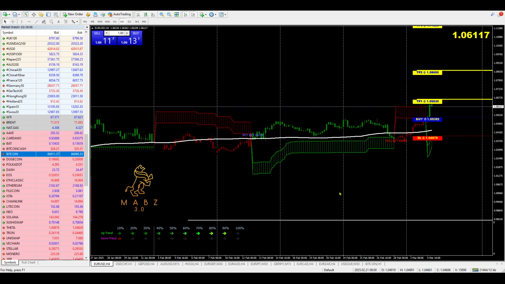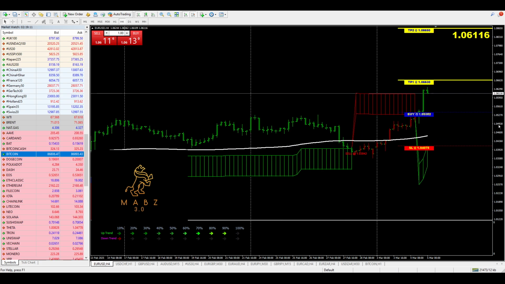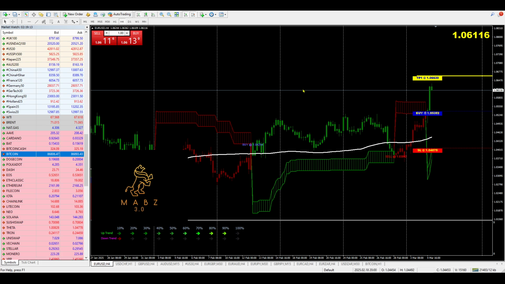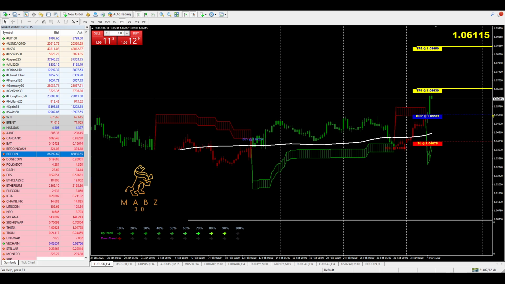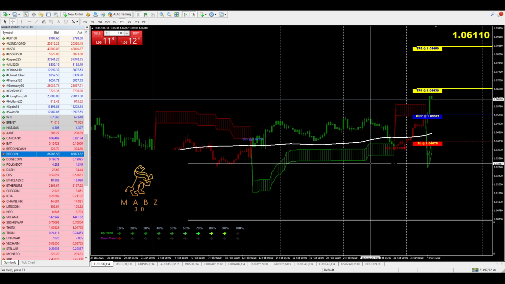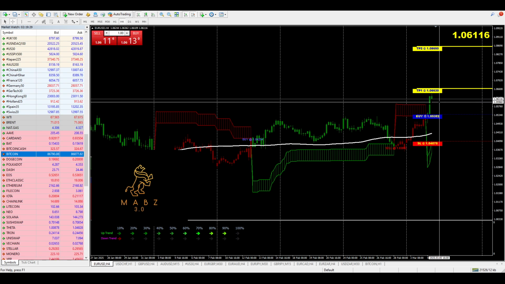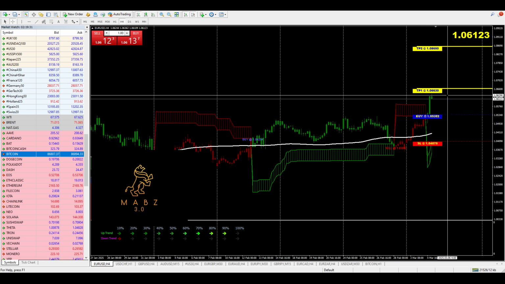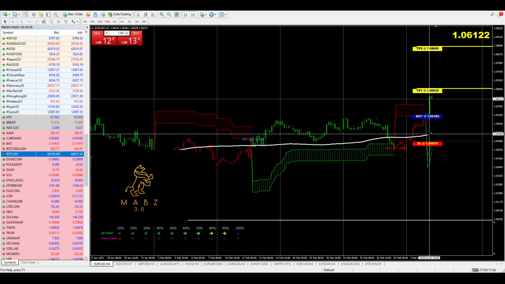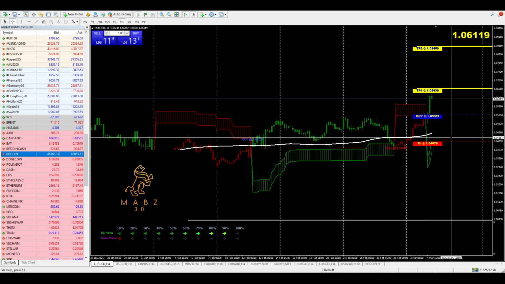Okay, so when we hop up to a chart, guys, let's say we've got our trading system plugged into the chart, and we're looking for trades, right? The first thing that we want to see is where the current price is, okay? Where the market currently is. You see right there, the market is at 1.06112. Okay, that's where the market currently is. And we want to see the position of where the market is in relation to the white line, the 100 moving average. So what do I mean?